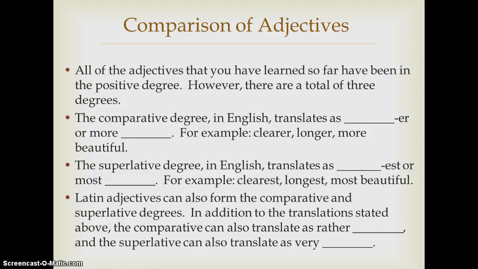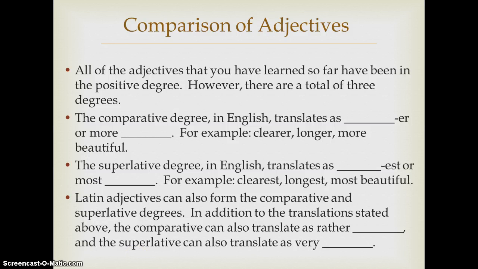The comparative degree in English is formed either by adding an ER to the end of the adjective or adding the whole word more. So, for example, you can have a clear thought or you can have a clearer thought, right? Something can be long or something can be longer. Someone can be beautiful and another can be more beautiful, okay? So the first, clear, long, beautiful, is the positive degree. Clearer, longer, and more beautiful is the comparative degree. The superlative degree in English forms by either adding est to the end of the adjective or most whatever. So clearest, longest, most beautiful.